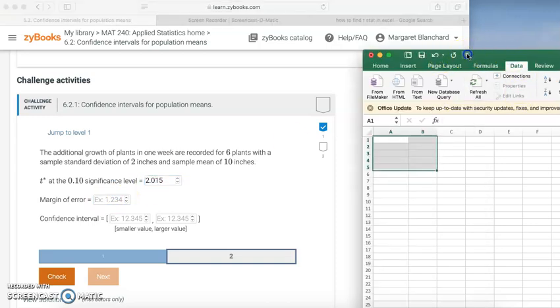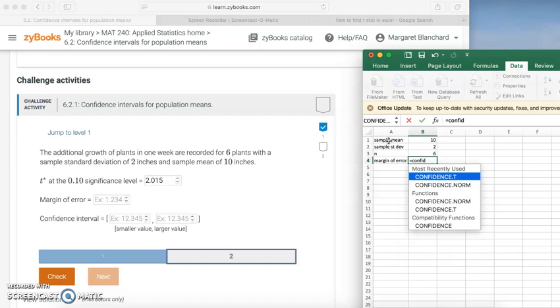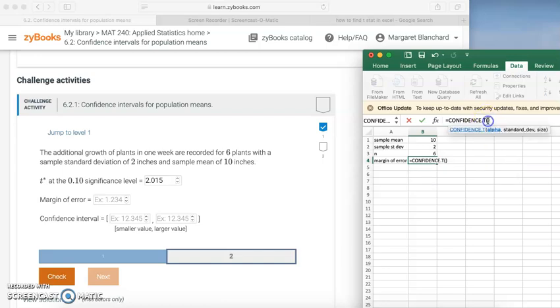Now our margin of error. So to do this, we're going to go back to Excel, and we're going to first put in our sample mean. We are given it as 10 inches. Our sample standard deviation is given as 2. Our sample size is 6, so we're going to say margin of error is equal to confidence. And we're using the T distribution this time. We do not know the population standard deviation. We're using sample standard deviation. So our alpha is 0.1.